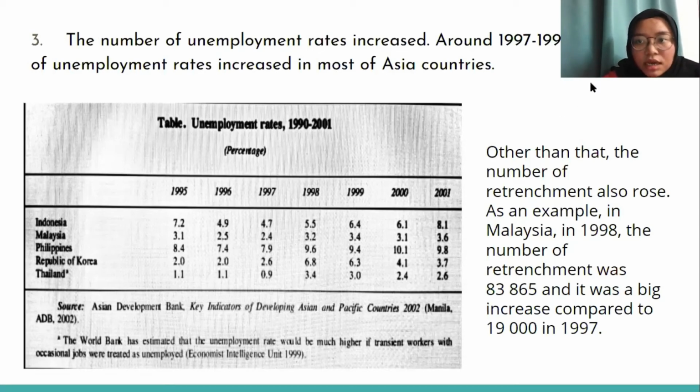Other than that, in Malaysia, for example, the number of retrenchments also rose. As an example, in 1998, the number of retrenchments was 83,845, a big increase compared to only 19,000 people retrenched in 1997. So, in conclusion, the impact of the Asian crisis is that GDP per capita decreased, and the currency exchange also decreased, while unemployment rates increased.